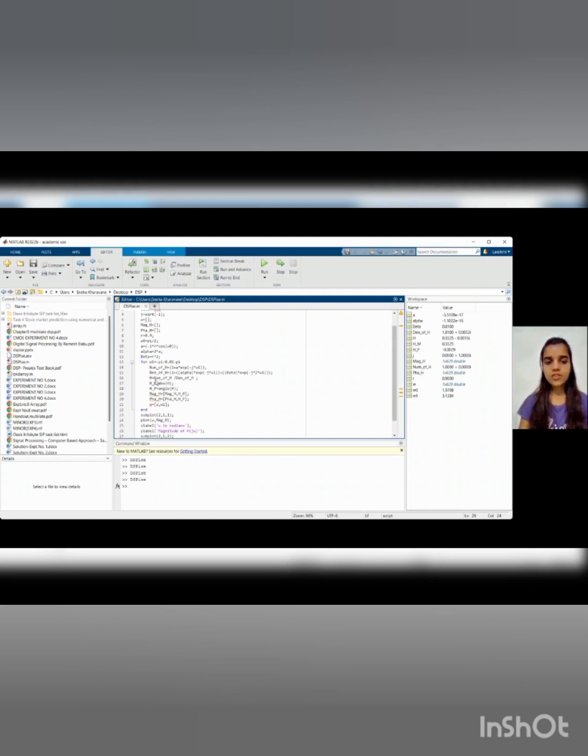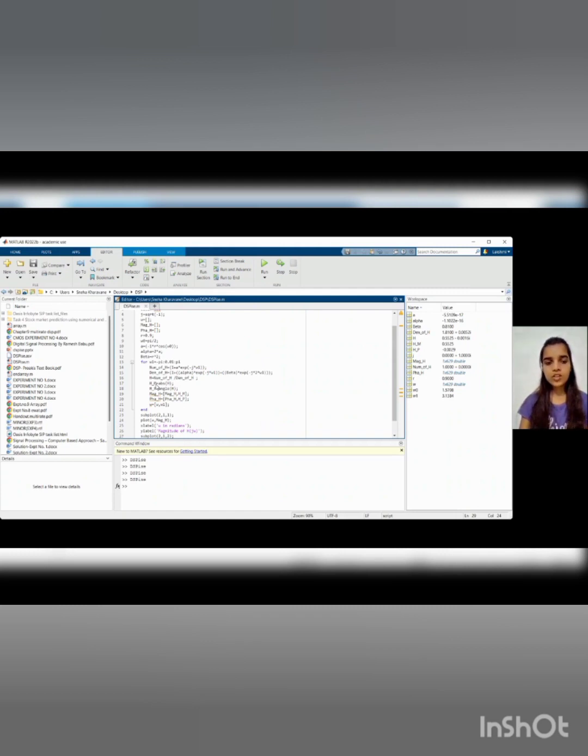As we define, transfer function is the ratio of output upon input. That way, transfer function is given by numerator of h upon denominator of h. Numerator of h and denominator of h are defined earlier here.